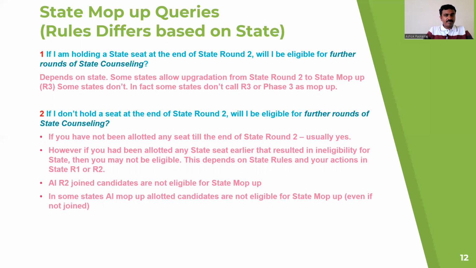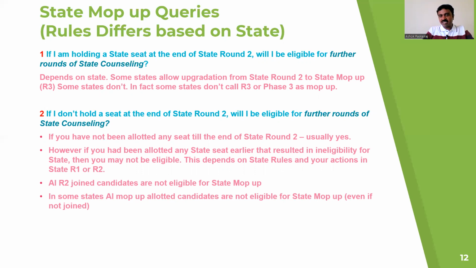So this is a scenario where the candidate is asking for an upgradation from a state round 2 seat to the state Mop-up, which is usually the next round, which is round 3. Now, this depends on the state. Some states allow upgradation from state round 2 to state Mop-up. Some states don't allow. In fact, some states don't call round 3 or phase 3 a Mop-up at all. They call it just round 3. The 5th round or the 6th round is what is called a Mop-up in some states.